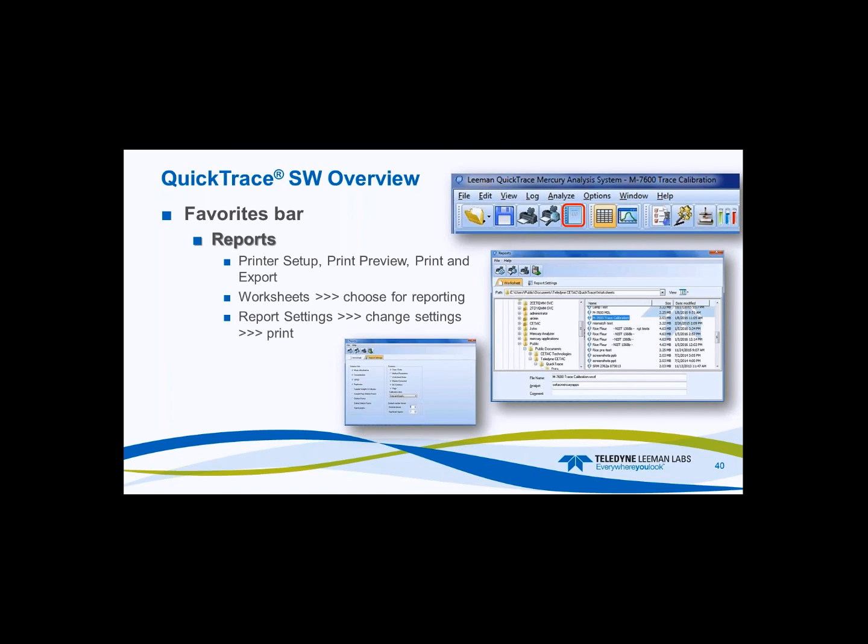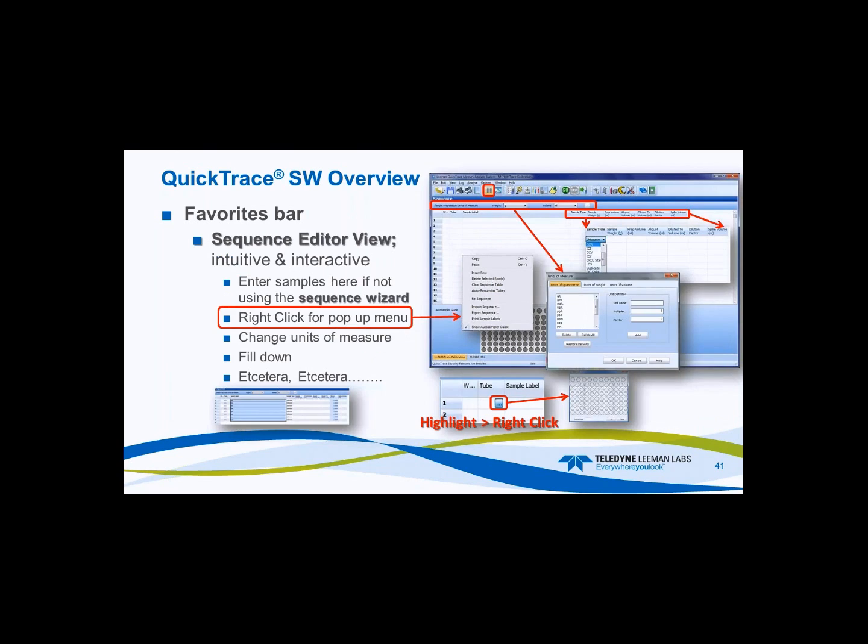So you open up a worksheet, choose reporting, report settings. You can change any of the settings within the parameters of report settings at any time. Everything is saved 100% of the time. So you can change decimal places, you can change significant figures, you can change the objects that you want to report within that worksheet.